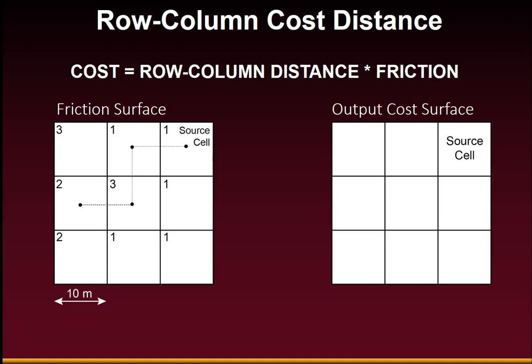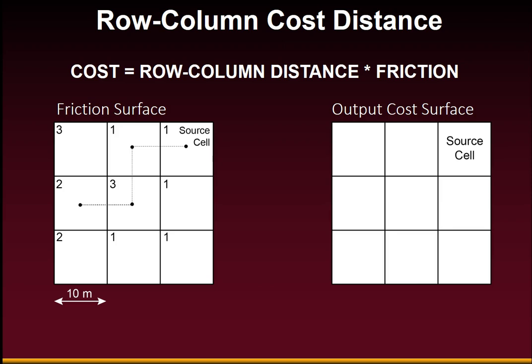And then we need to turn south and travel another half of the cell, so another 5 meters times the friction, which is 1. That gets us to the edge of the middle cell with the friction of 3. And again, we're going to travel 5 meters to the center, so 5 times a friction of 3. And then turn west and travel another 5 meters times a friction of 3. Lastly, we need to travel the last bit into the destination cell. So we'll travel 5 meters times a friction of 2.